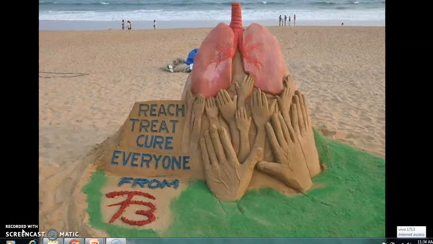Today I am going to discuss a very dangerous and common disease called tuberculosis. Tuberculosis is a bacterial infection caused by a bacterium, Mycobacterium tuberculosis. It's a very ancient disease but still continues to be one of the most dangerous infections, killing many people worldwide.